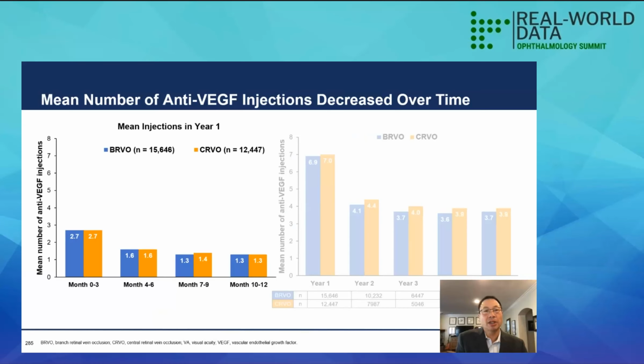This reduction in the mean number of injections begins as early as in the first year. If you break down the first year into quarters, you can see that the maximum number of injections was 2.7 in both the BRVO and CRVO cohorts in the first quarter, which reduces to about 1.3 mean injections in both of the cohorts in the fourth quarter of the first year.